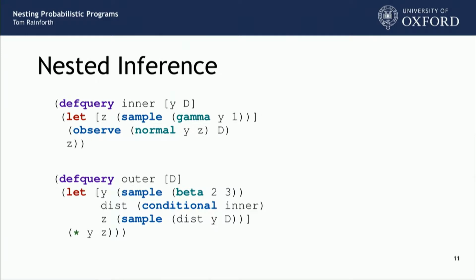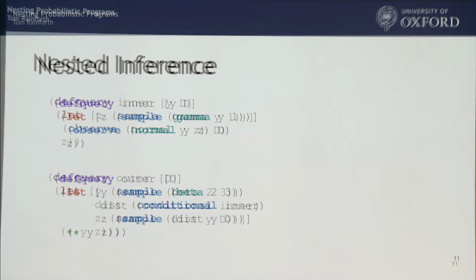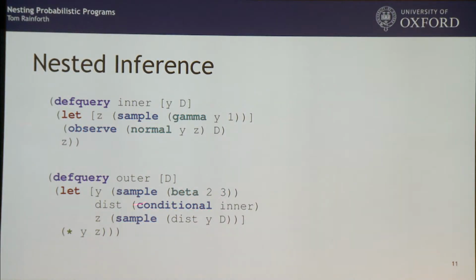What we can then do is define another query. We'll call this outer, and that query is going to use this first query. So we might sample some variable y. And then I'm going to do something a bit weird. I'm going to introduce something I'll call conditional. What conditional will do is take this query and convert it to a posterior representation. This query is kind of an unnormalized density, and conditional will convert that to a normalized density function. And so this dist will be a new distribution object that represents the normalized density of this program.